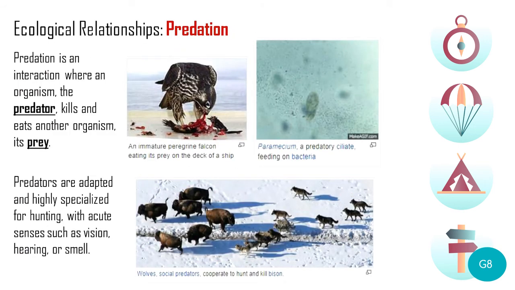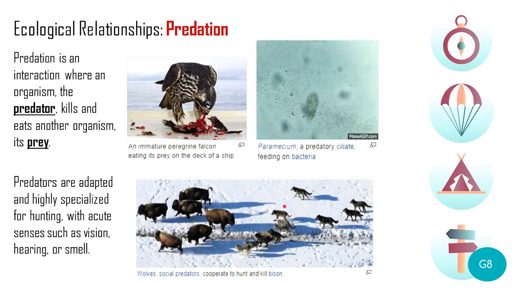Then predation is an interaction wherein one organism, the predator, kills and eats the other, its prey. So the predator is the one that hunts, the prey is the one being hunted. Predators are adapted for highly specialized hunting. That allows them to have very acute senses, vision, speed, hearing, or overall power. So we have here our favorite bird, the peregrine falcon, eating its prey, a smaller bird, possibly a pigeon. So the predator, peregrine falcon, and then the prey.